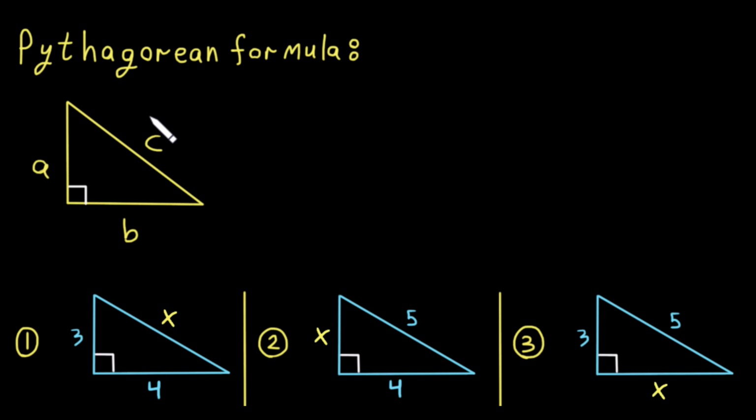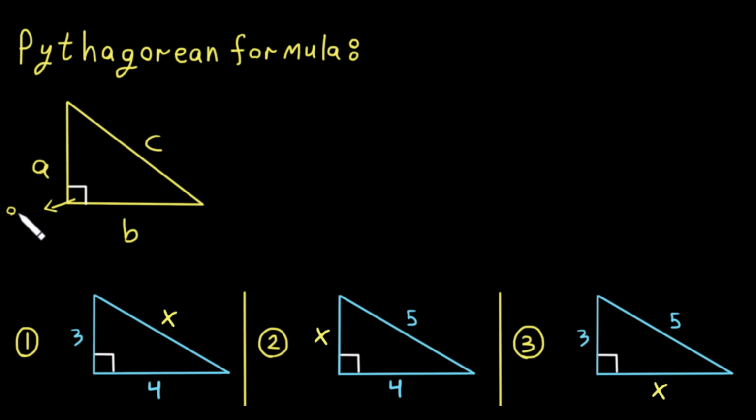In this video, we are going to learn how to find a missing side of a right triangle using the Pythagorean formula. We will focus on understanding and applying this important formula in a simple and easy way with plenty of examples.